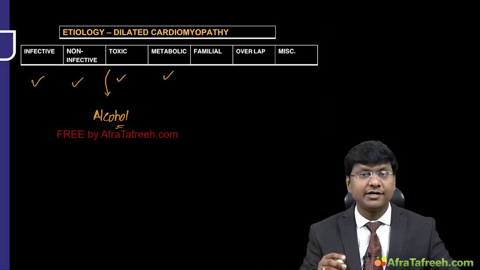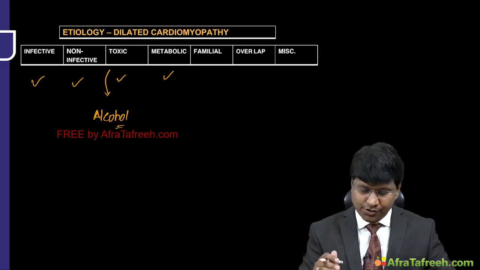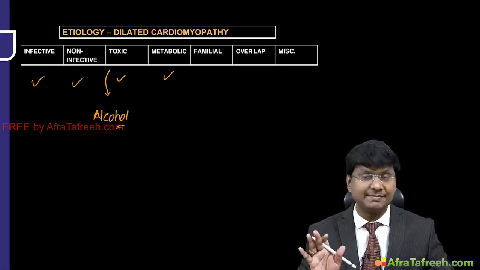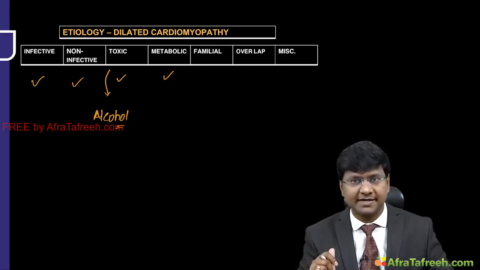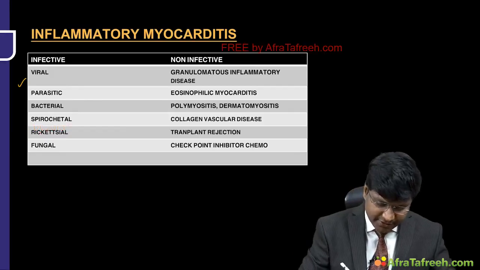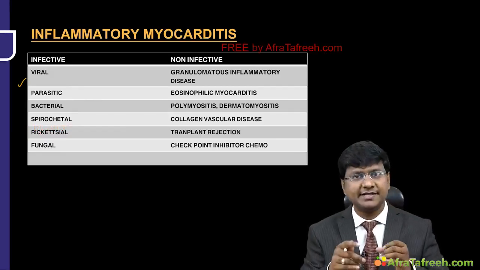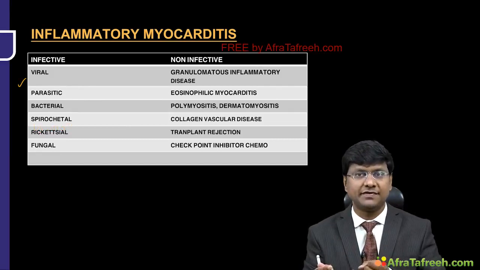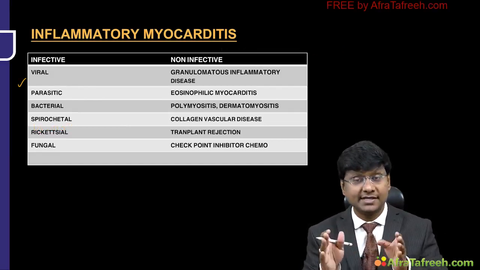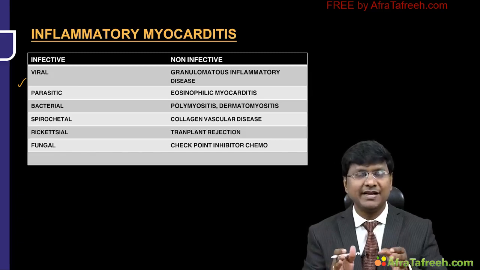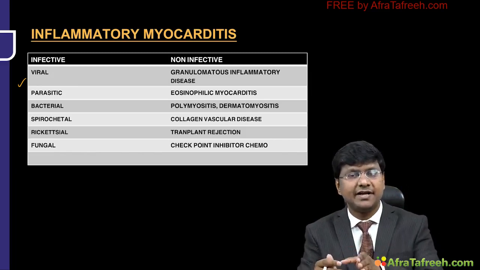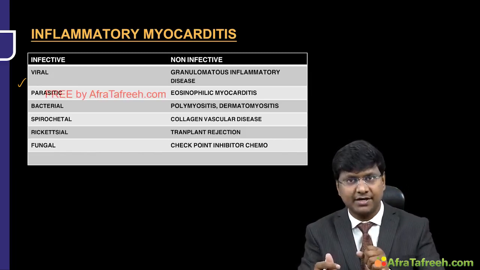Now, very important are the metabolic causes. So we have metabolic causes, familial causes, some overlap conditions, and some miscellaneous causes for the development of dilated cardiomyopathy. These are your inflammatory conditions causing myocarditis, both infective and non-infective. Among the infective, what you have to remember very importantly are the viral infections, mainly Coxsackie virus and echovirus.